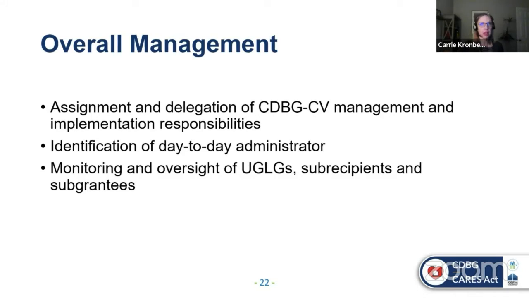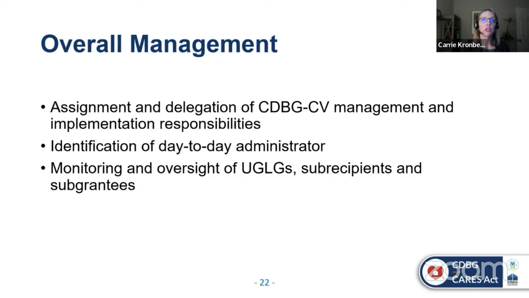Okay, overall management. So who's responsible and which roles, right, have responsibility associated with CDBG-CV implementation. So you need to have this for the annual CDBG program, and it's no different for CDBG-CV. So not only who is responsible for management and implementation of the program, you might have multiple roles associated with that, but also who's the day-to-day administrator, where does the buck stop, who is the primary point of contact or person responsible for administering the program. It doesn't have to be a person's name, it could be a role, right? You just want to identify who that is.